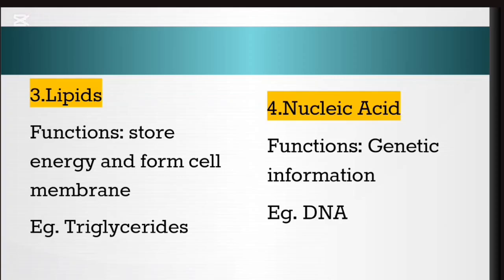Then the fourth one we have is nucleic acid. The function is to store genetic information. Example: DNA. These are the four types of biomolecules found in our body.